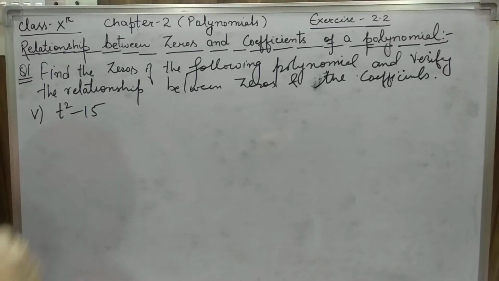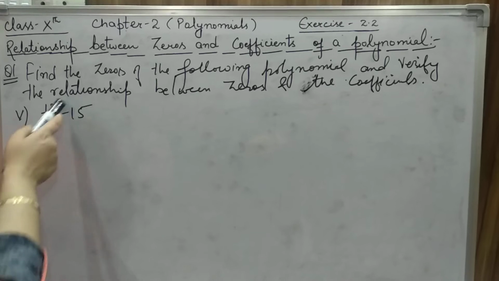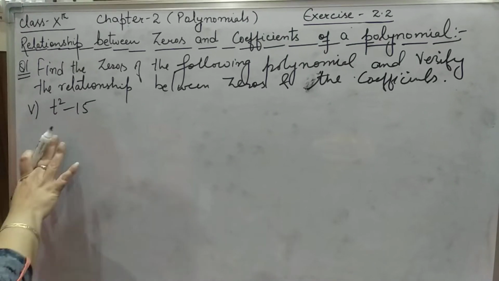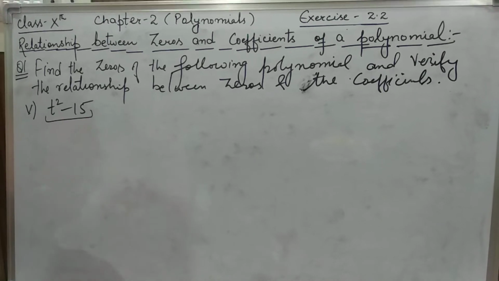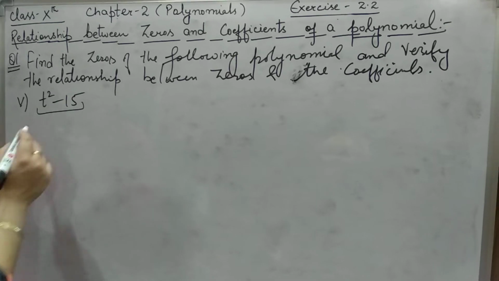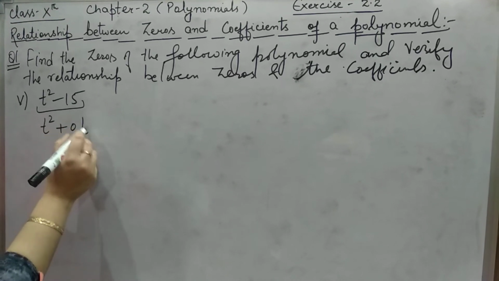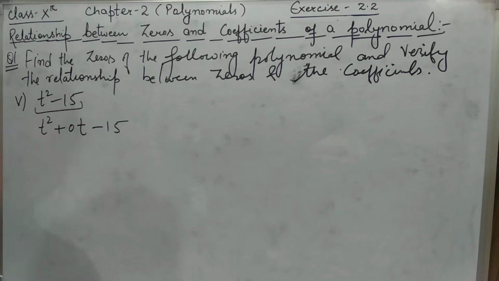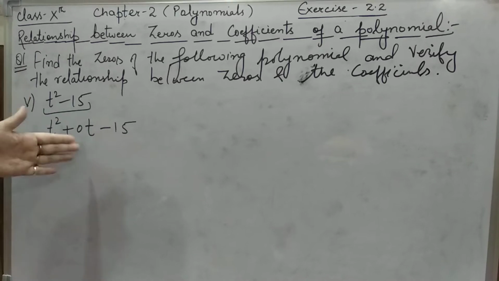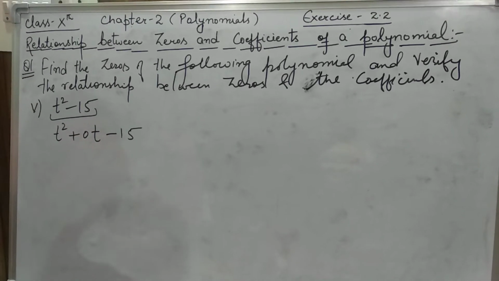Now our next part is part number 5, that is t square minus 15, right? So it is a quadratic polynomial. Yes, it is a quadratic polynomial because the highest power is 2. We can write it as t square plus 0t minus 15. Can we write it like this? Yes, because here the t term is missing, so we can put 0t here in order to make it in the form of a quadratic polynomial.